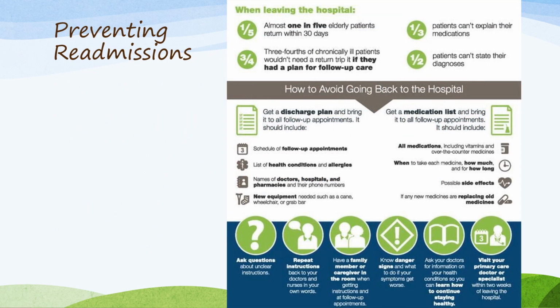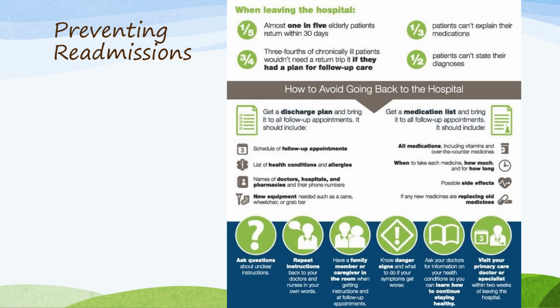So preventing readmissions. How do we prevent people from having to come back to the hospital? So this is staggering, right? Almost 1 in 5 elderly patients return within 30 days of leaving an acute care hospital. 3/4 of chronically ill patients wouldn't need a return trip if they had a plan for follow-up care. Meaning we didn't do our job. 1/3 can't explain their own medications. They don't know what they're taking them for. This is current, by the way. And 1/2 can't state their diagnoses. They can't tell you what they have.